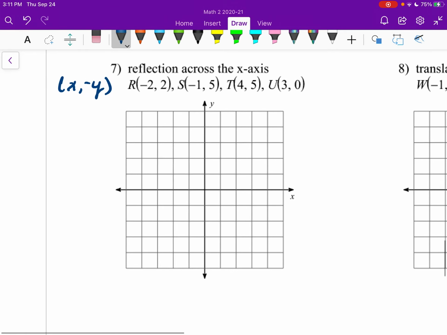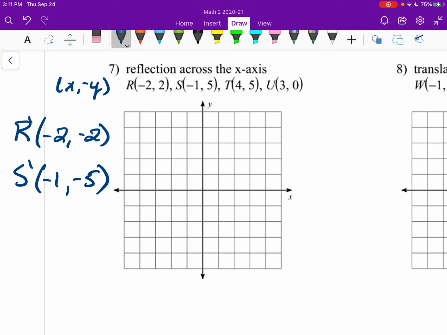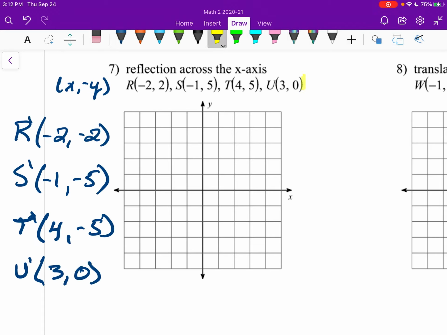All right, and I'm going to write all those down on the left. So I'm going to have R prime. My x stays the same, negative 2, but my y switches signs. So here it's a positive 2, it's going to turn into a negative 2. S prime is going to be negative 1, and then I'm going to have a negative 5 because it was positive and I swapped that. T prime, well, it starts off as 4 in x. The y is 5, and so it's going to be a negative 5. And then U prime, I have 3, and negative 0 is 0, right? I'm grabbing these numbers from right up here.